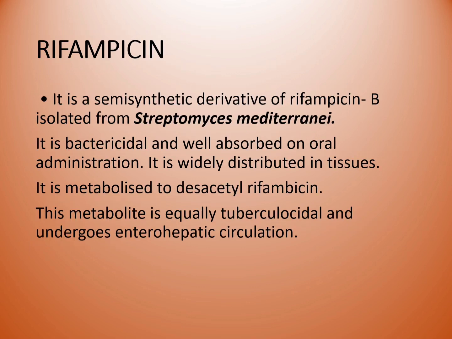The next example, rifampicin. Rifampicin is also a best example for primary drugs. It is a semi-synthetic derivative of rifamycin B. It is isolated from Streptomyces mediterranei. It is bactericidal and well absorbed on oral administration. It is widely distributed in tissues. It is metabolized to desacetyl rifampicin. This metabolite is equally tuberculocidal and undergoes enterohepatic circulation.